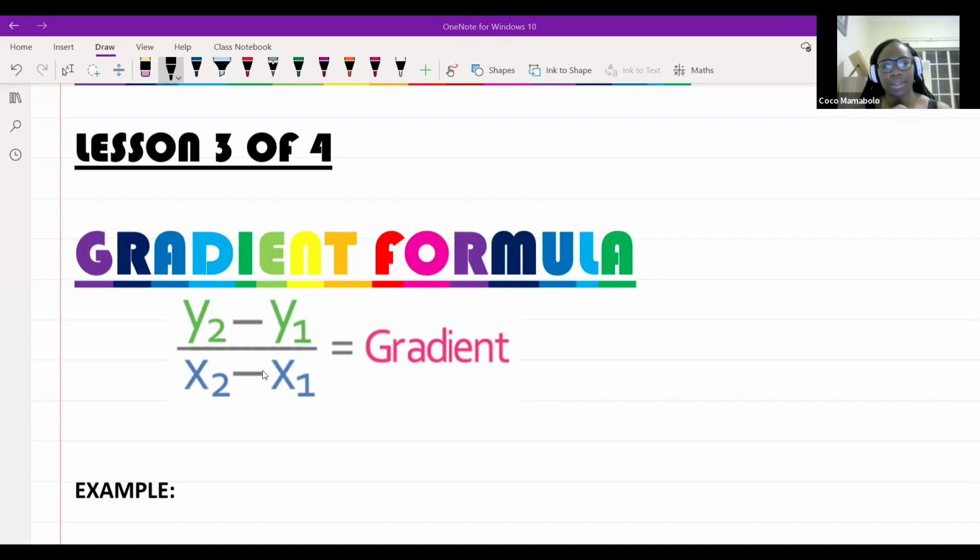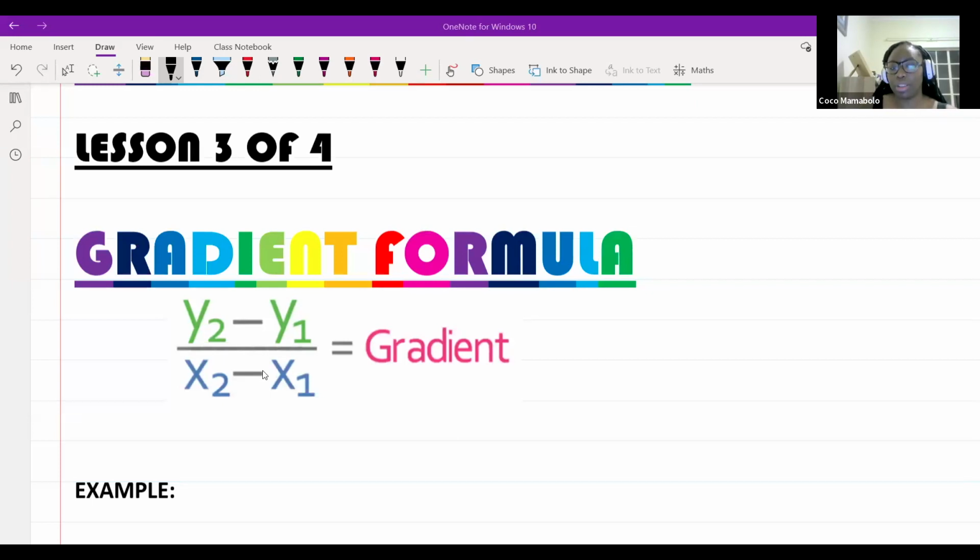Where did we see it? Where did we see it, Andisa? Where have we seen the gradient formula before? What were we learning about at that time? The Cartesian plane, correct. We were learning about graphs, right? And Andisa hit it on the nail on the head. It was about straight line graphs specifically, right?